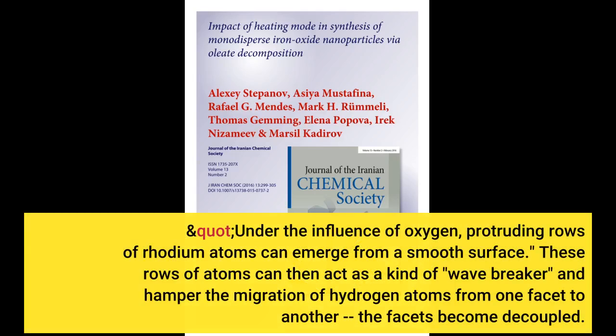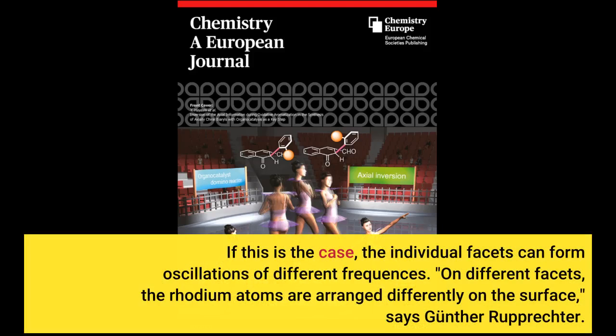Under the influence of oxygen, protruding rows of rhodium atoms can emerge from a smooth surface. These rows of atoms can then act as a kind of wavebreaker, and hamper the migration of hydrogen atoms from one facet to another. The facets become decoupled. If this is the case, the individual facets can form oscillations of different frequencies. On different facets, the rhodium atoms are arranged differently on the surface, says Günter Rupprechter.